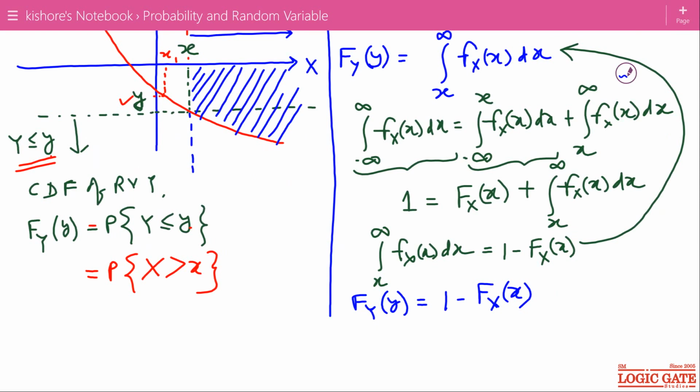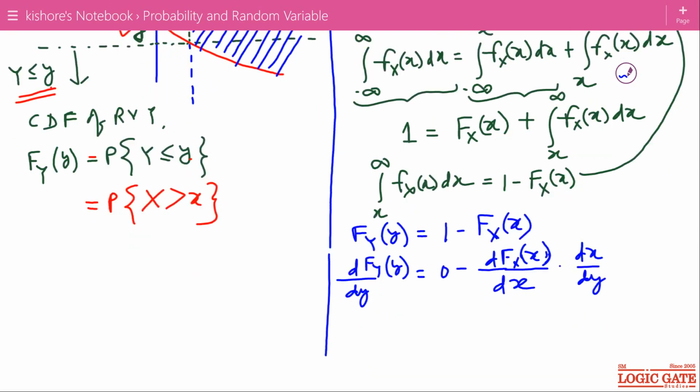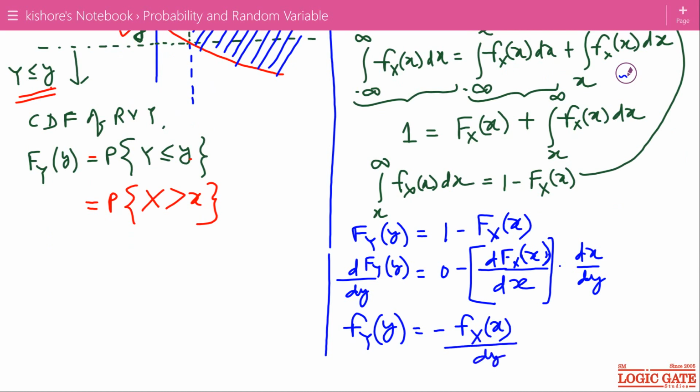Find the PDF of random variable y. We'll differentiate CDF of random variable y with respect to y. So differentiation of 1 with respect to y is 0. Differentiation of CDF of random variable x with respect to y can be written as differentiation of CDF of random variable x with respect to x into dx by dy. Differentiation of CDF of random variable x with respect to x is PDF of random variable x, into, or better to write, divided by dy by dx.